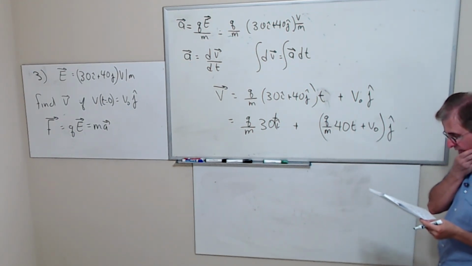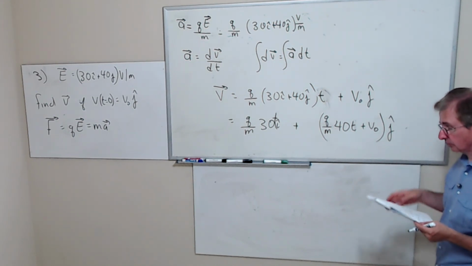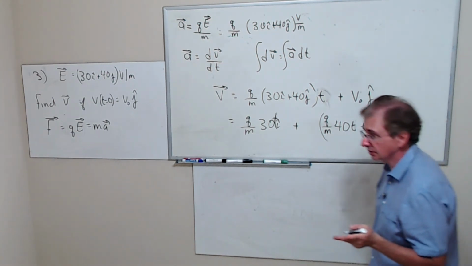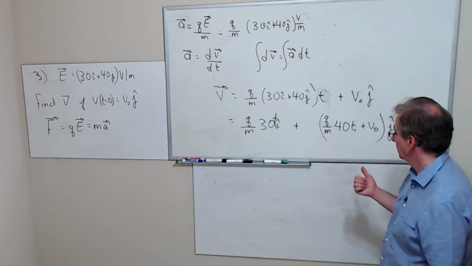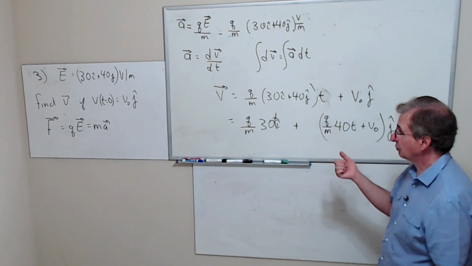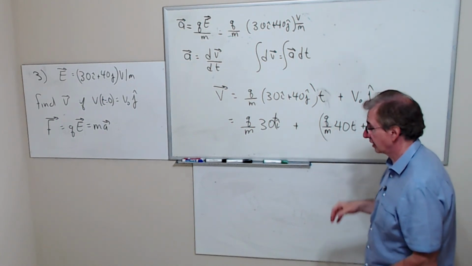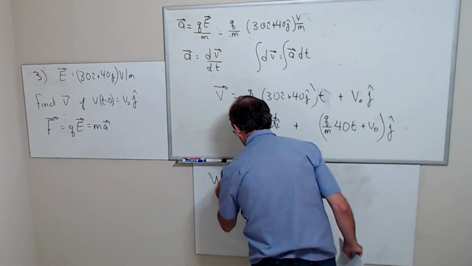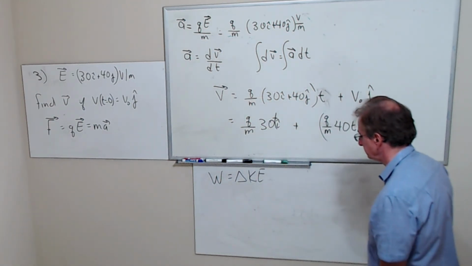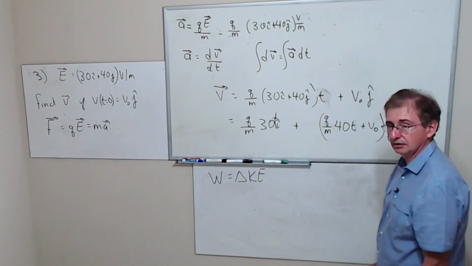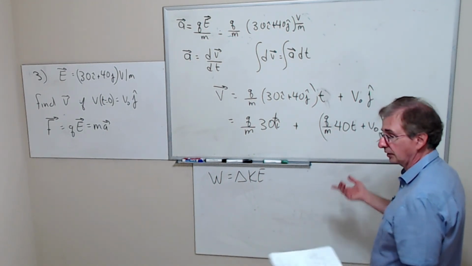The next question is calculate the work done by the electric field between 0 and 2 seconds. And really there's two ways of doing this. You can integrate this to find the displacement vector and multiply by qE. That's one way. The other way is to take the change in kinetic energy, because the work energy theorem says the work done is equal to the change in kinetic energy. I want to do it this way. It's easier, because I can figure out v at 0 and v at 2, and I just find the change in kinetic energy.